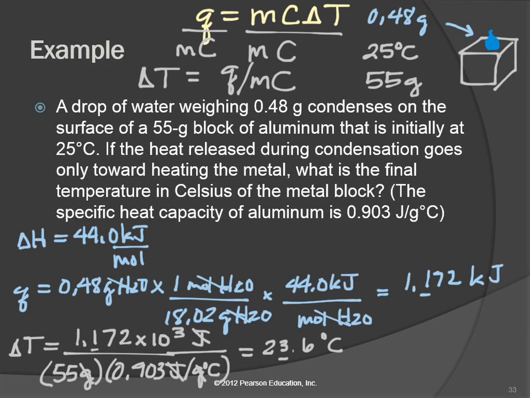There's different ways to think about it. You can use the equation, delta T equals T final minus T initial. Or you can think about it: the water was releasing heat, so is the temperature going to go up or down? It's going to go up. So this is the change. We need to add that to the initial temperature. So we've got 25 degrees Celsius plus 23.6 degrees Celsius. This is 48.6 degrees Celsius, which, with sig figs, comes out to be 49.